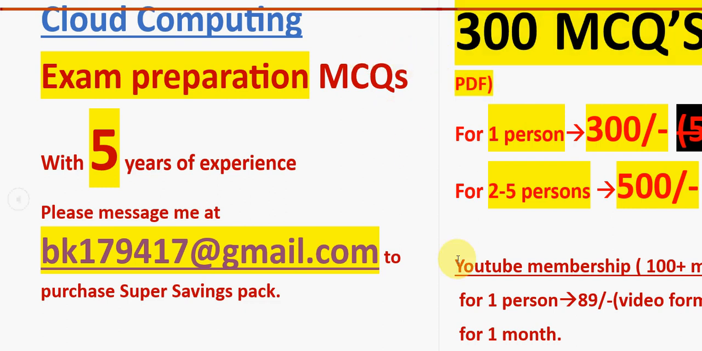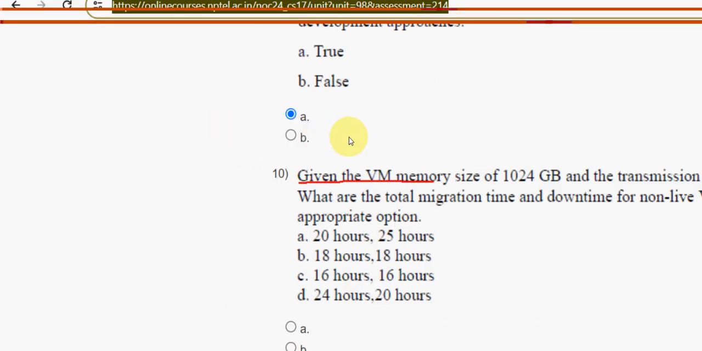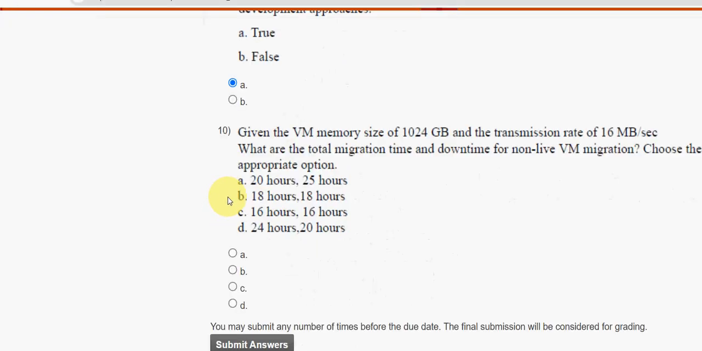So now let's get back to the final solution. 10th one: given the VM memory size of 1024 GB and the transmission rate of 16 MB per second, what are the total migration time and downtime for non-live VM migration? So for the 10th and final question of the assignment, the answer is option B, 18 hours, guys. 18 hours. So option B is the probable solution for the 10th question.